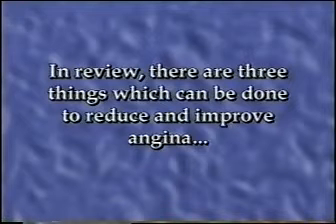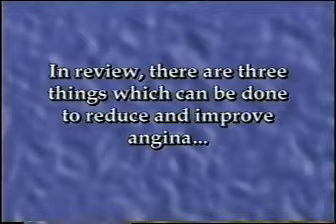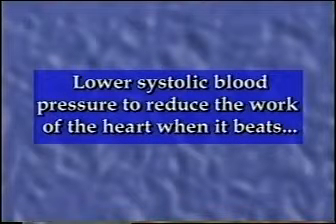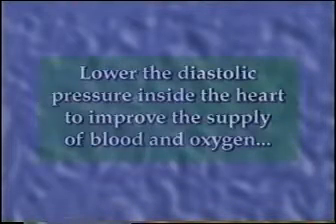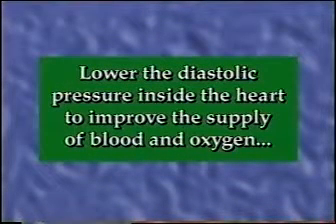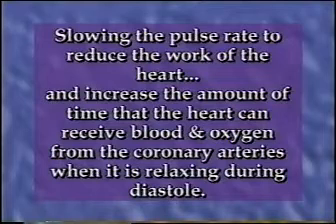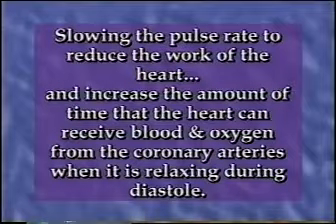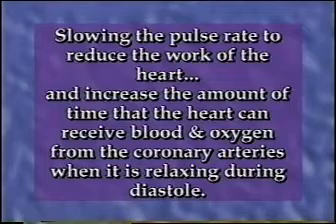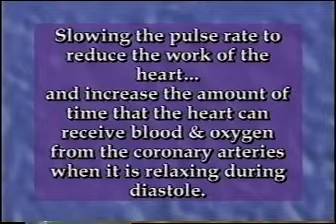In review, there are three things which can be done to reduce and improve angina. They are, first, lower systolic blood pressure to reduce the work of the heart when it beats. Second, lower the diastolic pressure inside the heart to improve the supply of blood and oxygen. And third, slowing the pulse rate to reduce the work of the heart and increase the amount of time that the heart can receive blood and oxygen from the coronary arteries when it is relaxing during diastole.